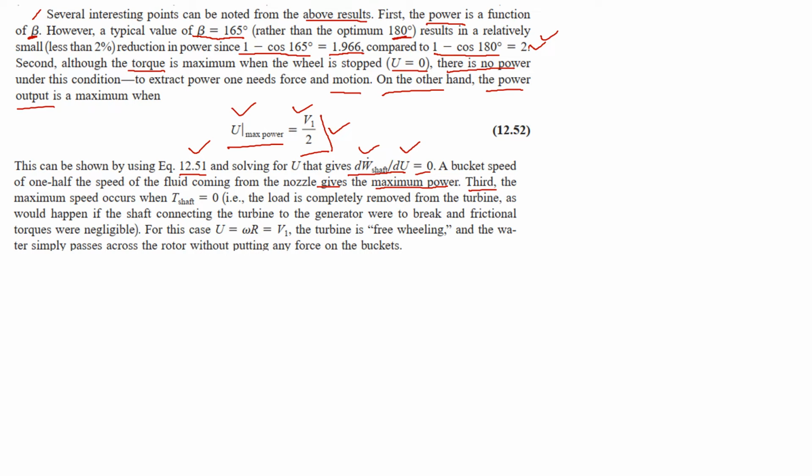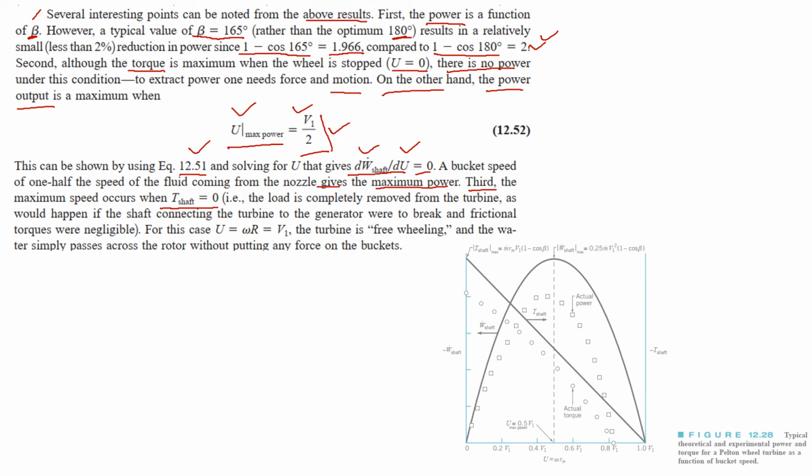So the third point is that the maximum speed occurs when the shaft torque is 0. The maximum speed, if we look at this graph, can occur at this point. Here the speed is maximum where U is equal to V1. So here the shaft torque is 0. That is, the load is completely removed from the turbine, as would happen if the shaft connecting the turbine to the generator were to break and frictional torque was negligible. For this case, U is equal to omega R, which is equal to V1.